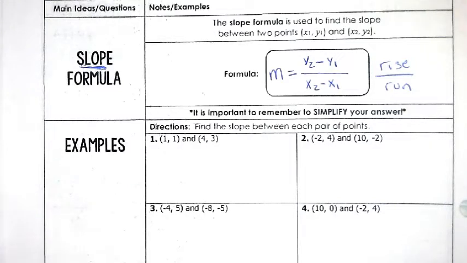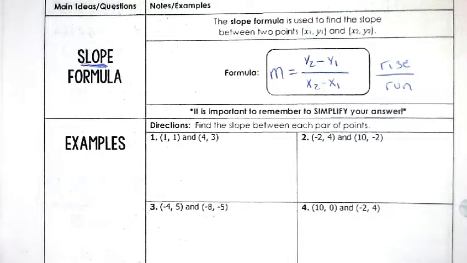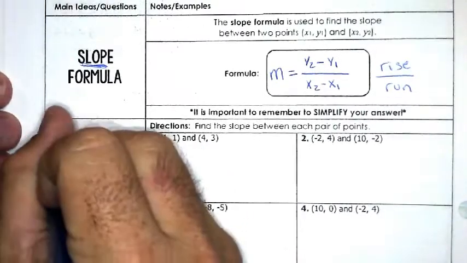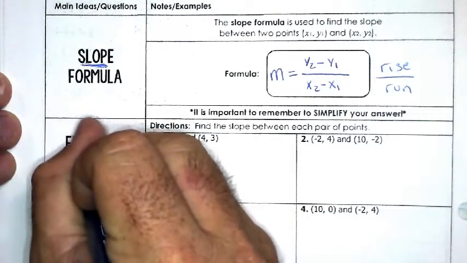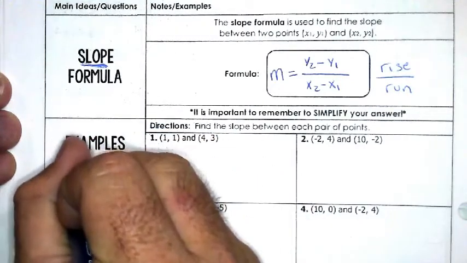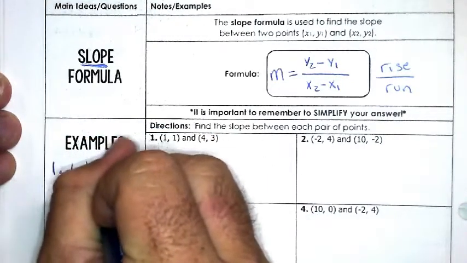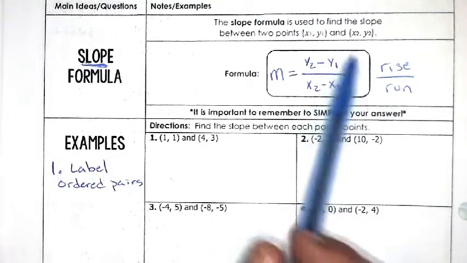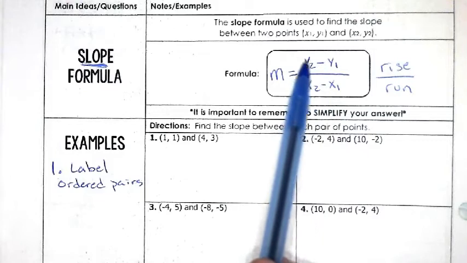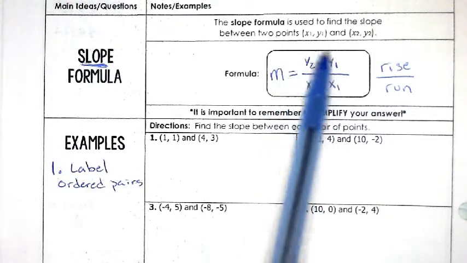Now, there are certain steps that you have to follow. Step 1, and yes, I want you to write this down. Step 1, label the ordered pairs. Label your ordered pairs. Now, how do we label the ordered pairs? Great question. In the equation, we have x2, y2, y1, x1. Those are the labels. The question is, what gets what label?